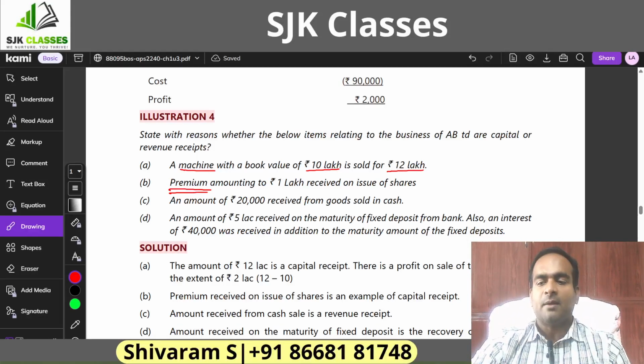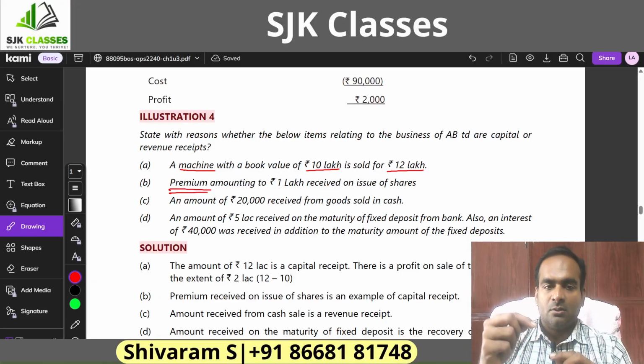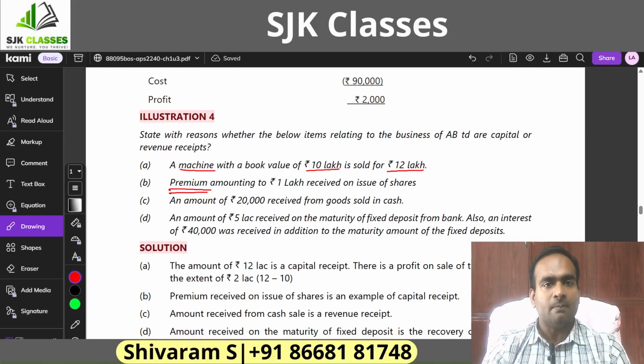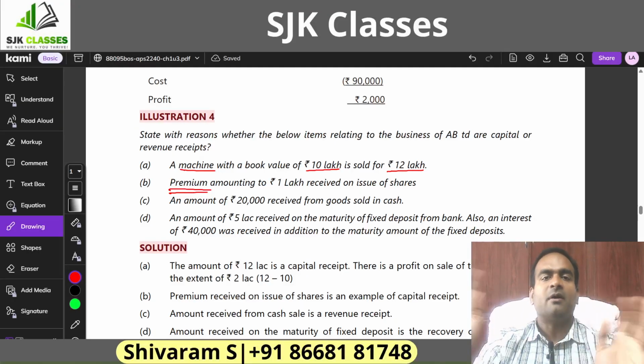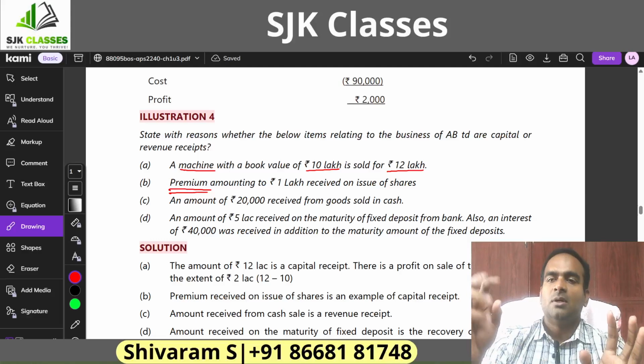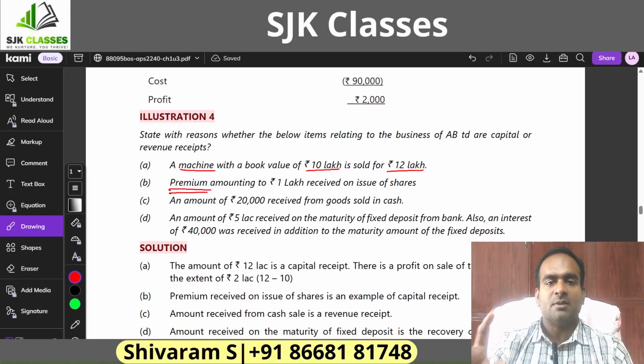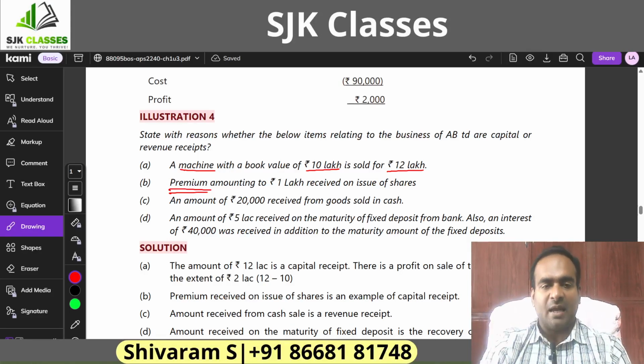So is this premium recurring or non-recurring? If you think in that way, it's very easy to classify. This premium portion, daily I will not be issuing the shares. Only when the company requires funds, we'll be issuing the shares. So this premium of 1 lakh will be called a capital receipt. Very simple one. Revenue receipts are of recurring nature. Capital receipts are of non-recurring nature. Simple definition. Since it's not a recurring transaction, this 1 lakh premium will be called a capital receipt.